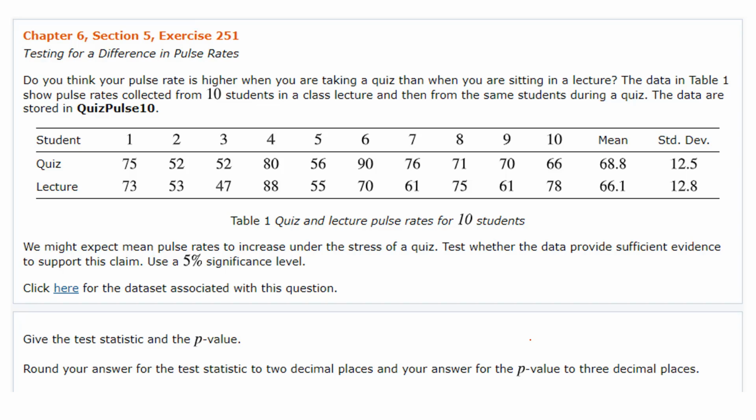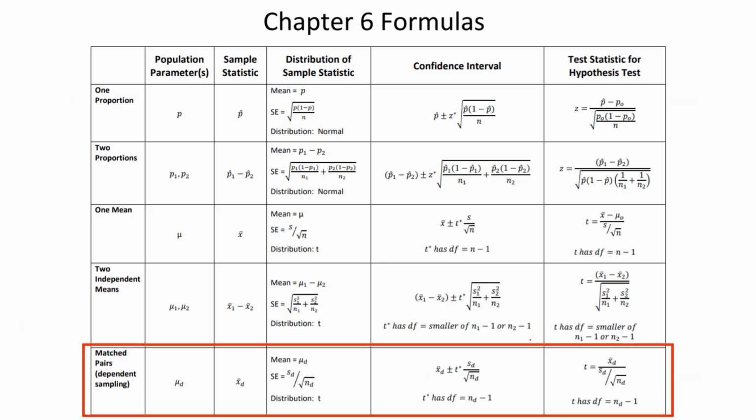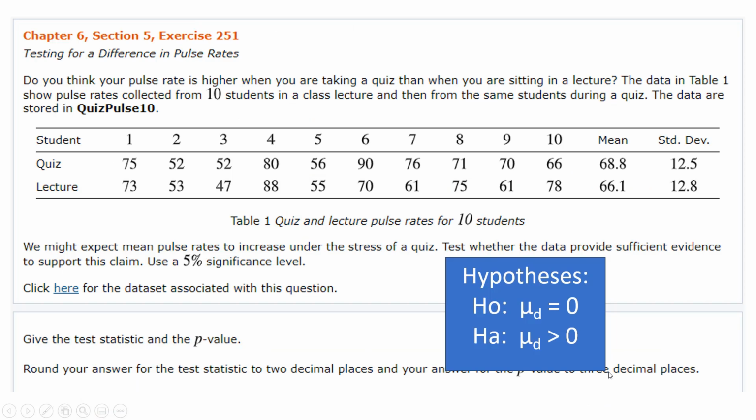The appropriate way to analyze a matched pairs design is by first calculating the differences within each pair and then using the mean and standard deviation of the differences like we would with a one sample mean procedure. Here's our formula sheet for chapter 6, and down at the bottom are the matched pairs formulas. If I look at the formula for my test statistic for matched pairs, it's almost identical to the test statistic for one mean. So once we compute the differences, we are essentially just going to treat it as if it is a one mean problem.